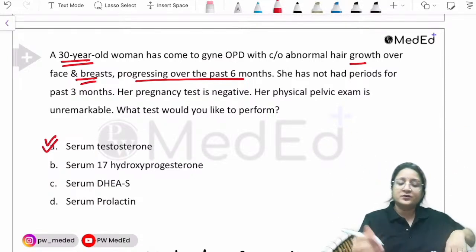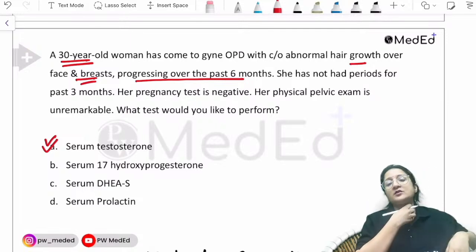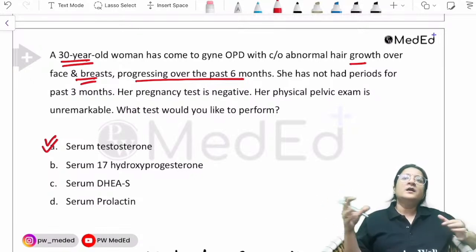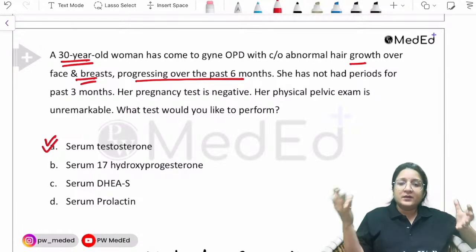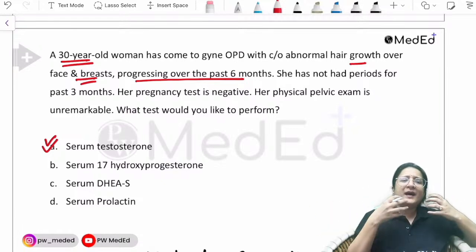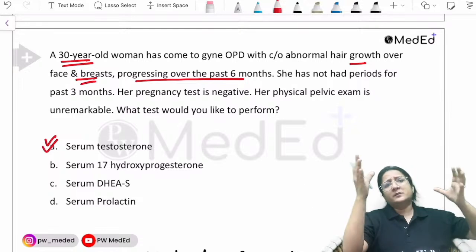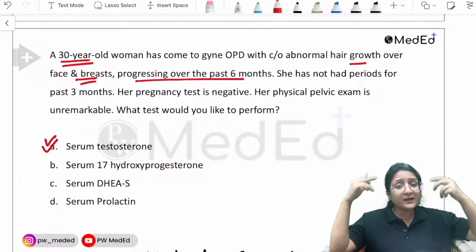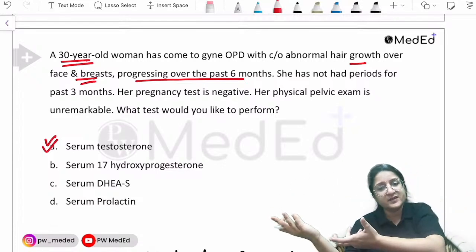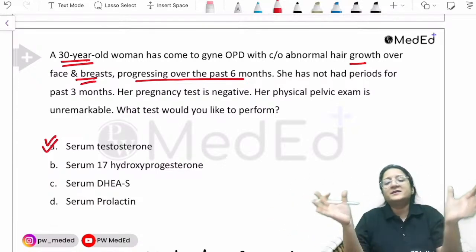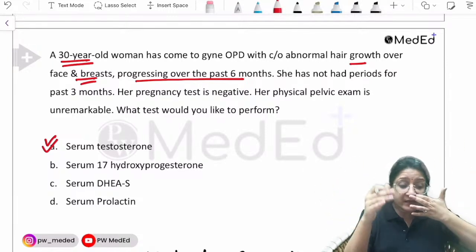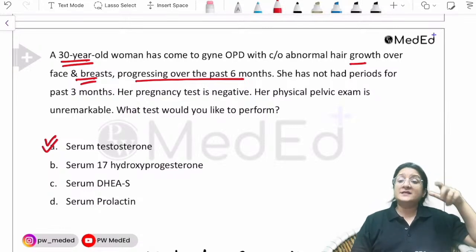Go for a serum testosterone, particularly for the age of the woman, when this is something that has happened all new. Had this woman been young, with a history suggestive of PCOS, like menstrual disturbances or slowly this mild hair growth happening over many years since menarche, if the clinical profile would have been suggestive of PCOS, then I may not have done a serum testosterone to begin with. That may not have been my first investigation, but here it becomes the first investigation.